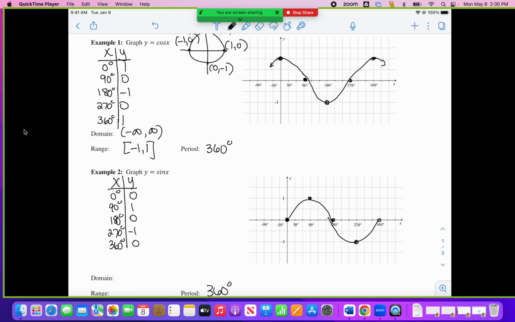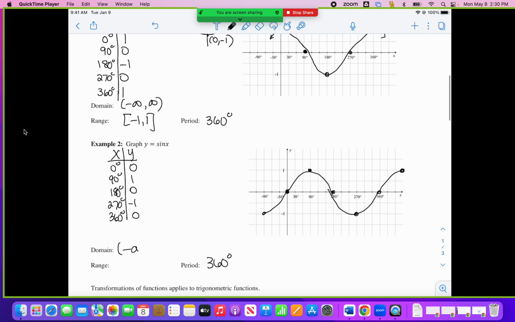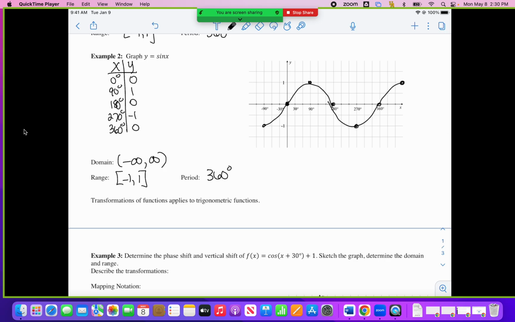But then I know, just for funsies, let's go 3 to the right and make an extra tick. Let's go 3 to the left and make an extra tick. Just so you can see the pattern continues. So my domain for sine and cosine is always -infinity to infinity. The range, however, will vary. The range will vary depending on if I move it up and down, if I'm going to do some vertical stretches. So here's a big idea. Transformations of functions applies to trigonometric functions.